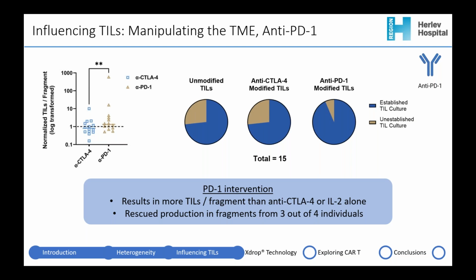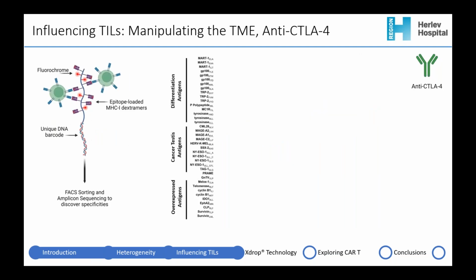So something that we did find that was interesting was that the PD-1 intervention was actually able to produce more TILs. And not just more TILs, but also in patients' fragments that we were unable to form established cultures, it actually was able to rescue production in all except for 1 of the fragments from these patients. So overall, what we see from PD-1 intervention is that we can push more the proliferative capacity, so to say.